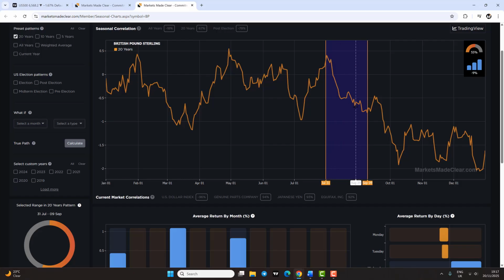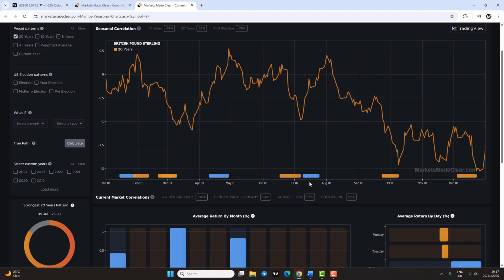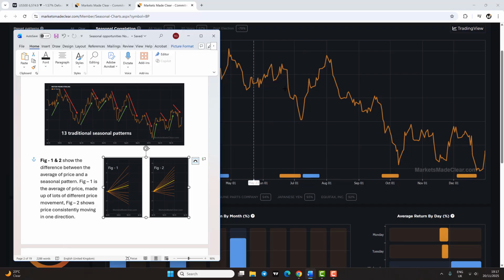But we actually don't have any seasonal consistency. It's only 50% of the time. That's not what we want. And that's the difference between the average of price and an actual seasonal pattern. That's a key point you want to understand. If you're looking at a seasonal chart, historically you'd have just looked at the direction of the line and said, okay, that's seasonally bullish or seasonally bearish, and that's incorrect.